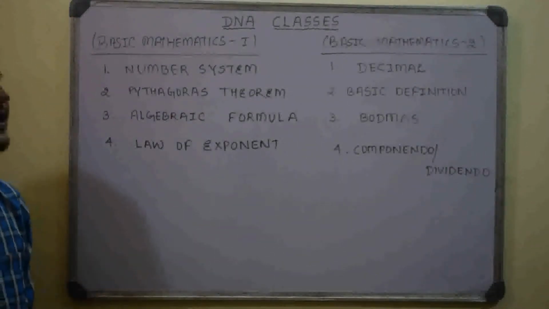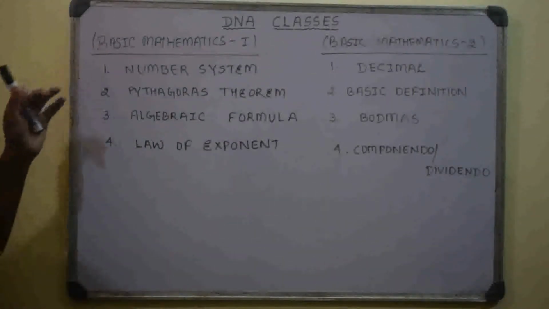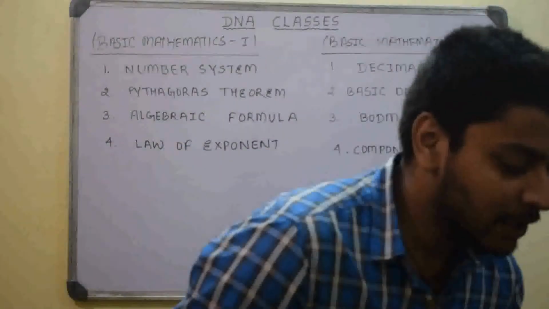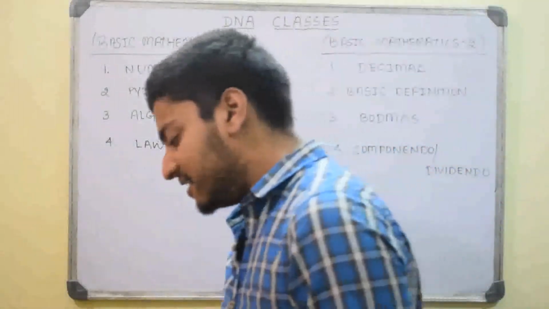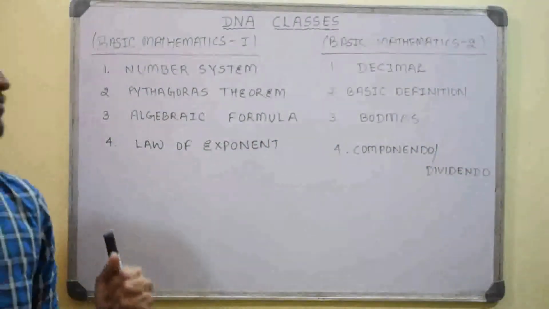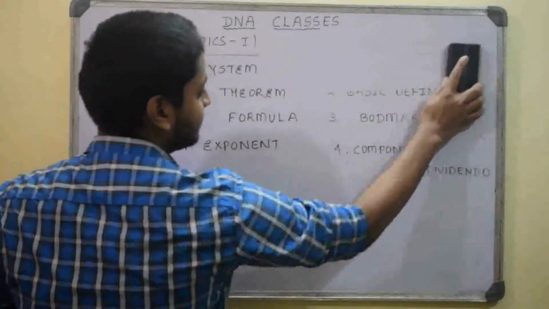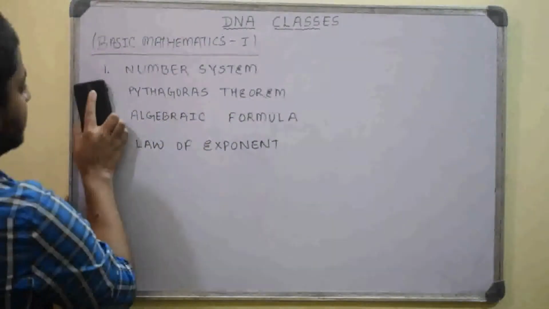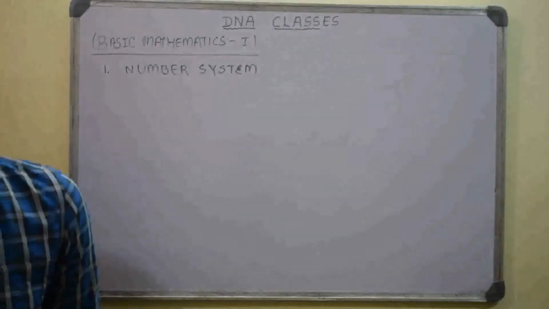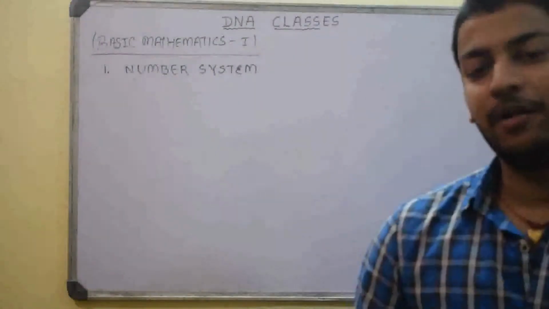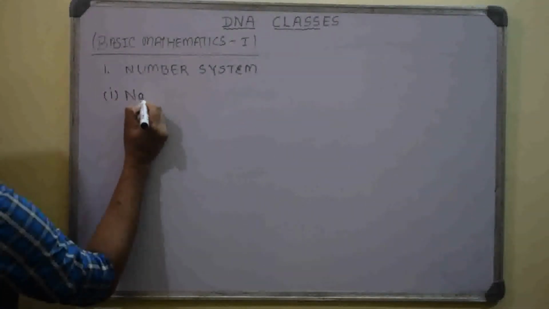So let's start with number system. In number system, we are going to study natural number, whole number, rational number, irrational number, integer, and their notation. So we will start with number system. So let's start. In number system, first we will study natural number. So we are starting with natural number.